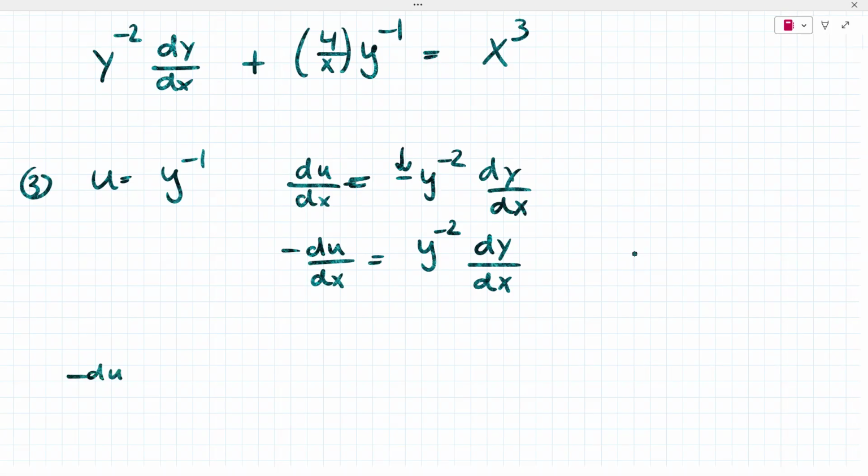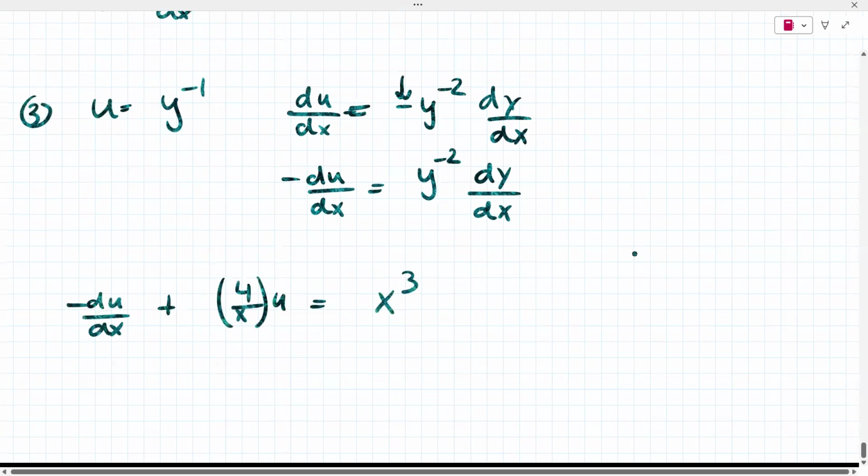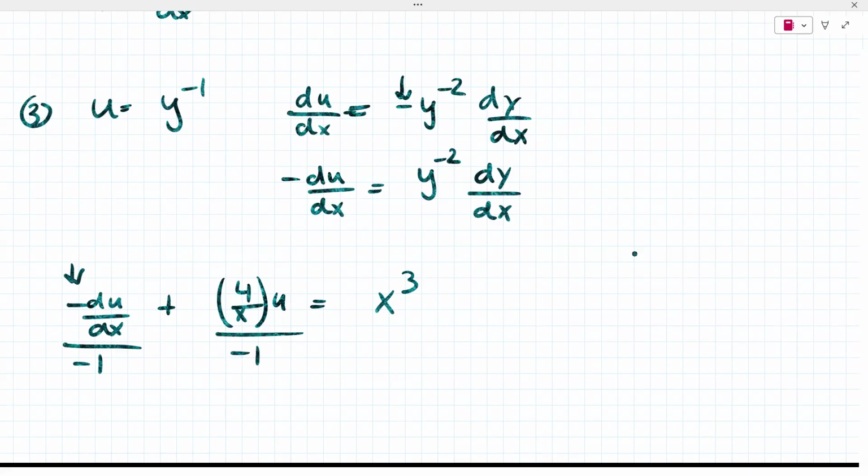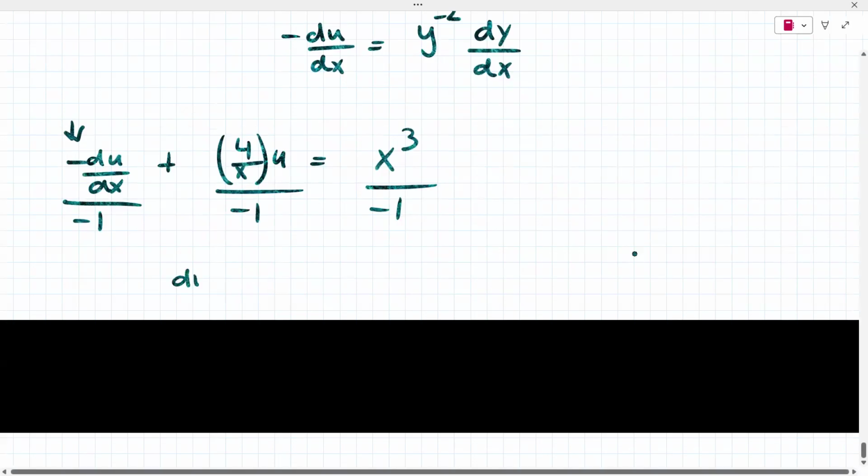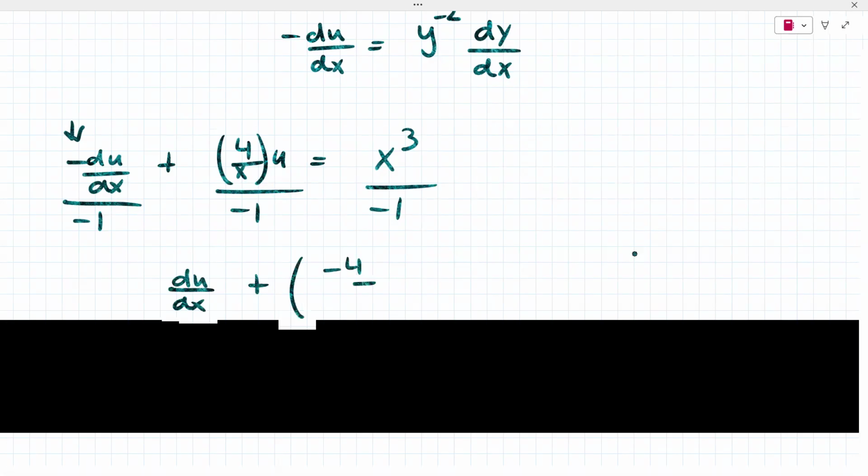So it's going to be negative du/dx plus 4 over x times u equals x cubed. Then what I would do is get rid of this negative in front, so you're going to divide everything by negative 1. You get du/dx plus negative 4 over x u equals negative x cubed. And then this is a linear differential equation.